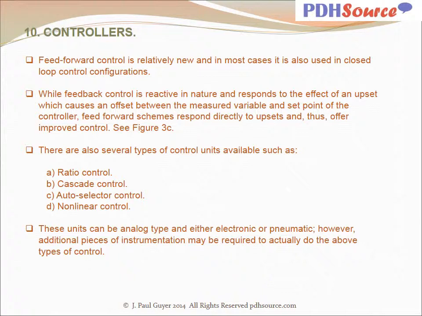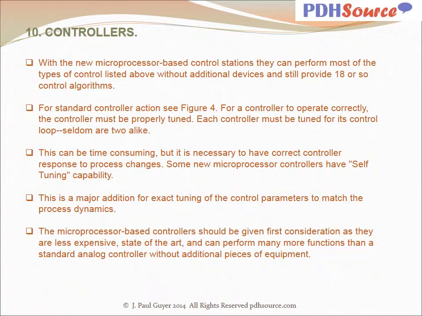However, additional pieces of instrumentation may be required to actually do the above types of control. With the new microprocessor-based control stations, they can perform most of the types of control listed above without additional devices and still provide 18 or so control algorithms. For standard control actions, see Figure 4.